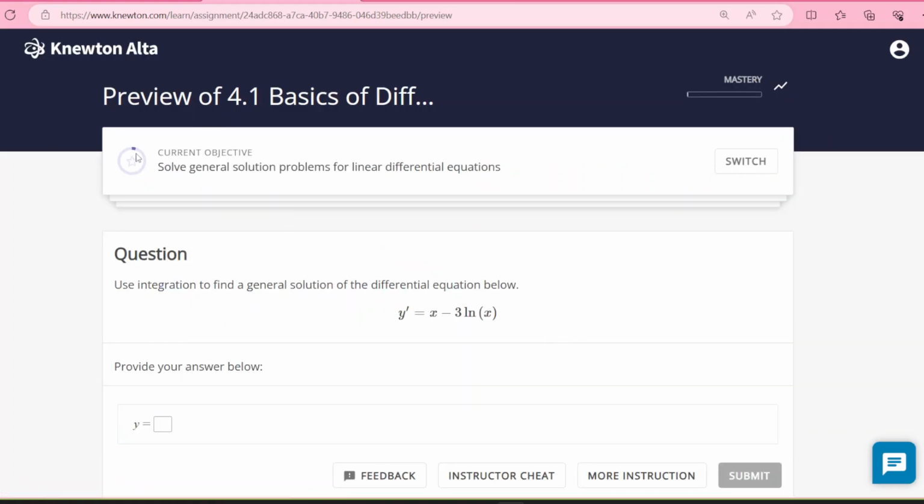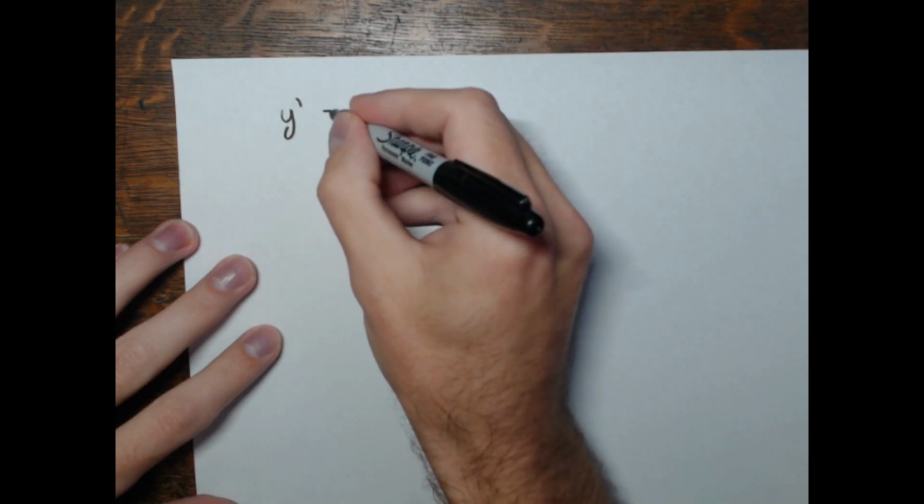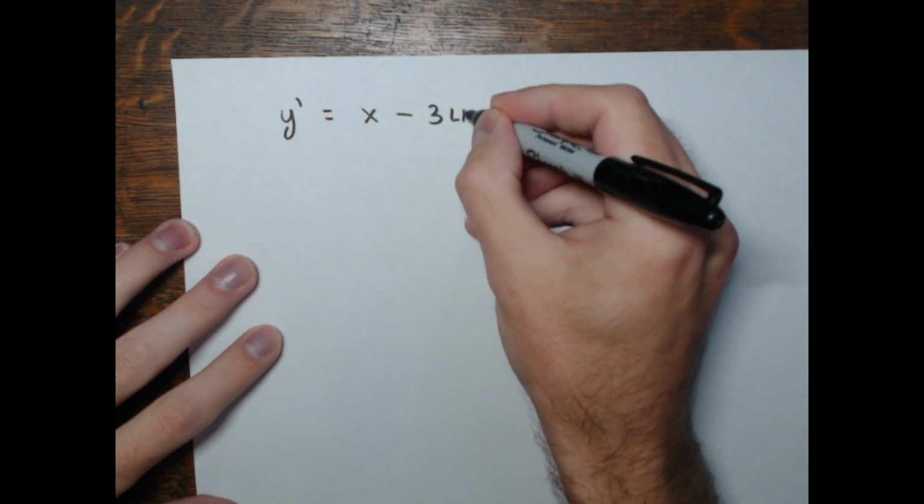All right, so once again, I'm still in this same objective here: solve general solution problems for linear differential equations, and they're very basic first order, first derivative linear equations, where I just need to do indefinite integrals, antiderivatives. So let me write this one out. We're again solving for y here, finding a function y of x. We have y prime equals x minus 3 times the natural log of x.